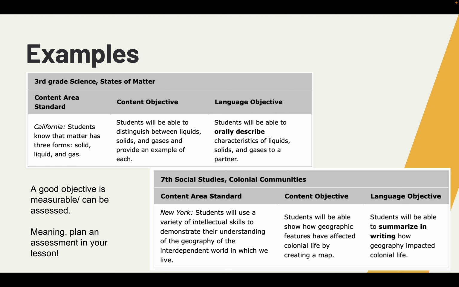So it isn't just that students know or understand, it's that students orally describe, that they summarize in writing. By specifying this domain, it helps in our assessment of that domain. So if they're orally describing, I'm going to have some sort of oral assessment. If they're summarizing in writing, I'm going to have a writing assessment. So in this way, an objective gives us a clear path for what we're measuring and what students should be learning.